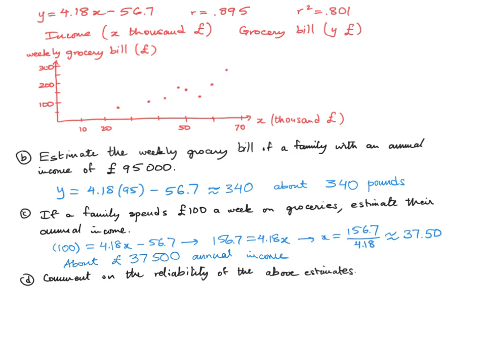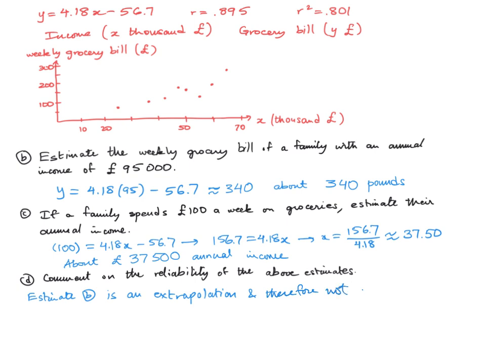Now finally it says comment on the reliability of the above estimates. So the estimate B, that's the one where we predicted the weekly grocery bill of an income of 95,000. Well, that's an extrapolation because the highest income here was in the 60-some thousand range. So 95,000 is an extrapolation and therefore not reliable, not very reliable.